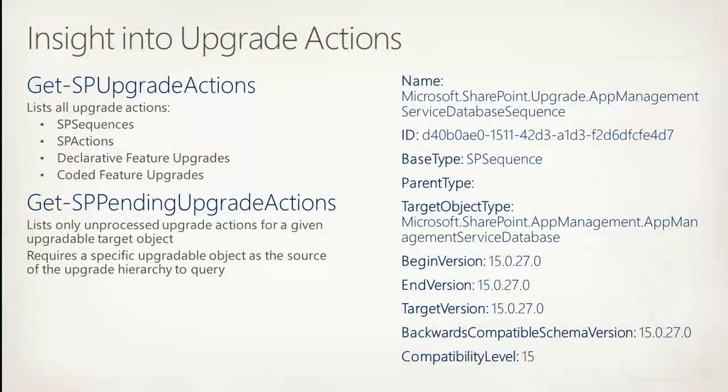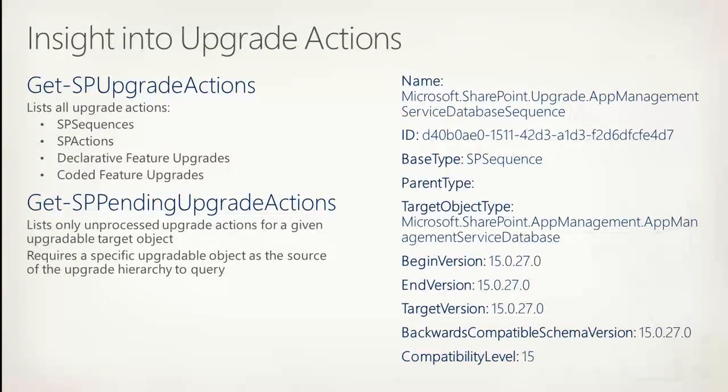One thing that we've had a lot of requests for in the past is, hey, you have an upgrade, I want to know how long it's going to take, or I want to know what upgrade actions are there so I can figure out what's going on behind the scenes. So we had tools in the past, but they were internal to the product group only. This release, we added 2 commands. One of them is Get-SPUpgradeActions, and it'll go through and say, here is all the upgrade actions that I know of. It does internal reflection on the server and figures it all out, all the sequences, all the actions, all the feature upgrades, and it lists them all out as objects in PowerShell that you could then dump to a spreadsheet and use.